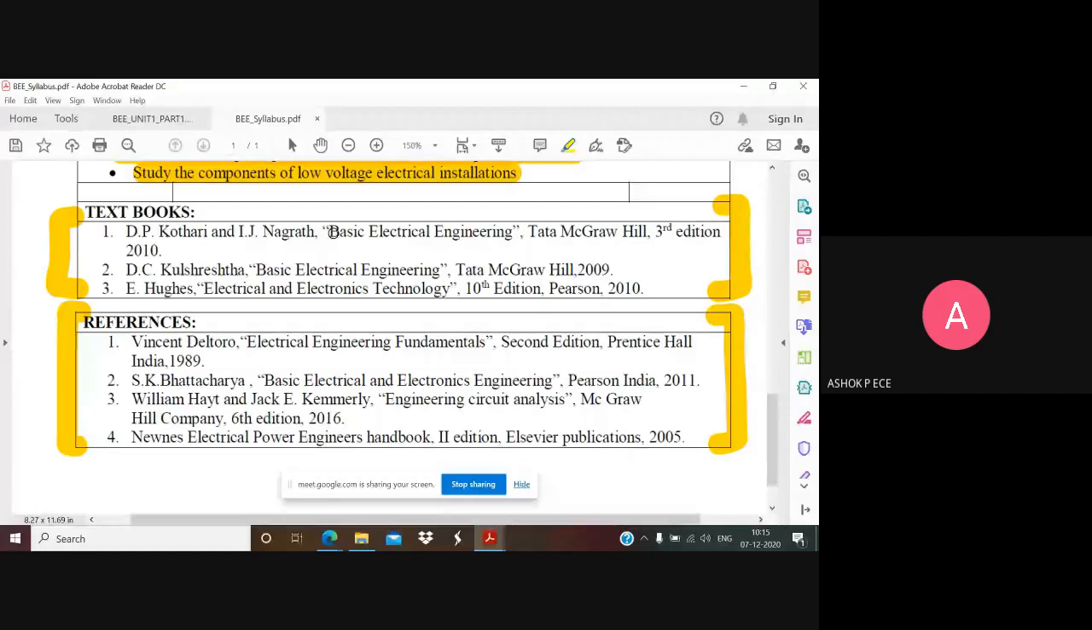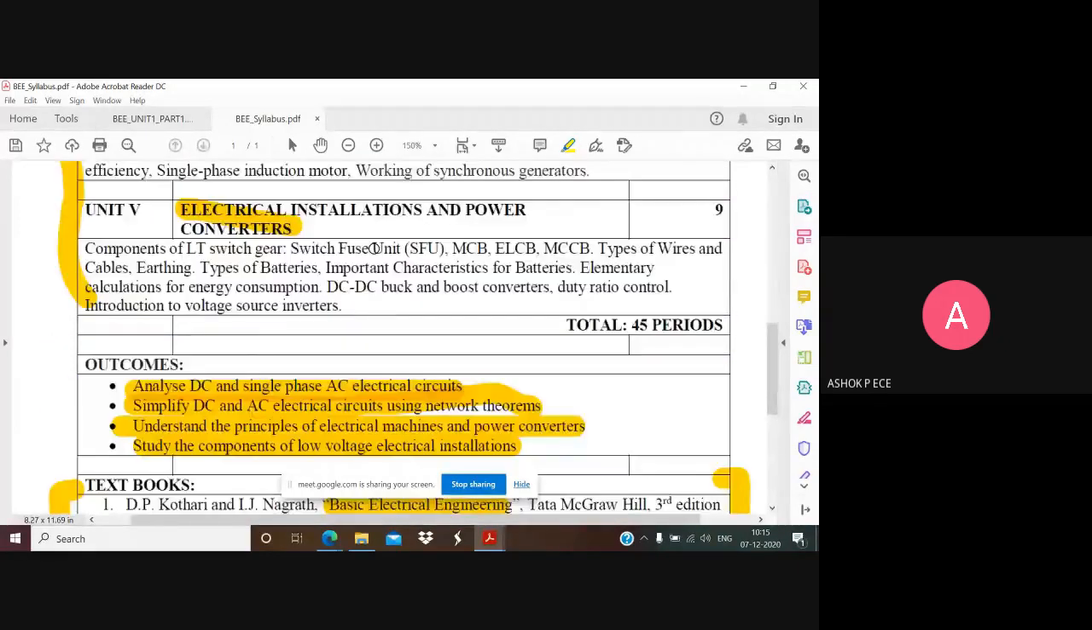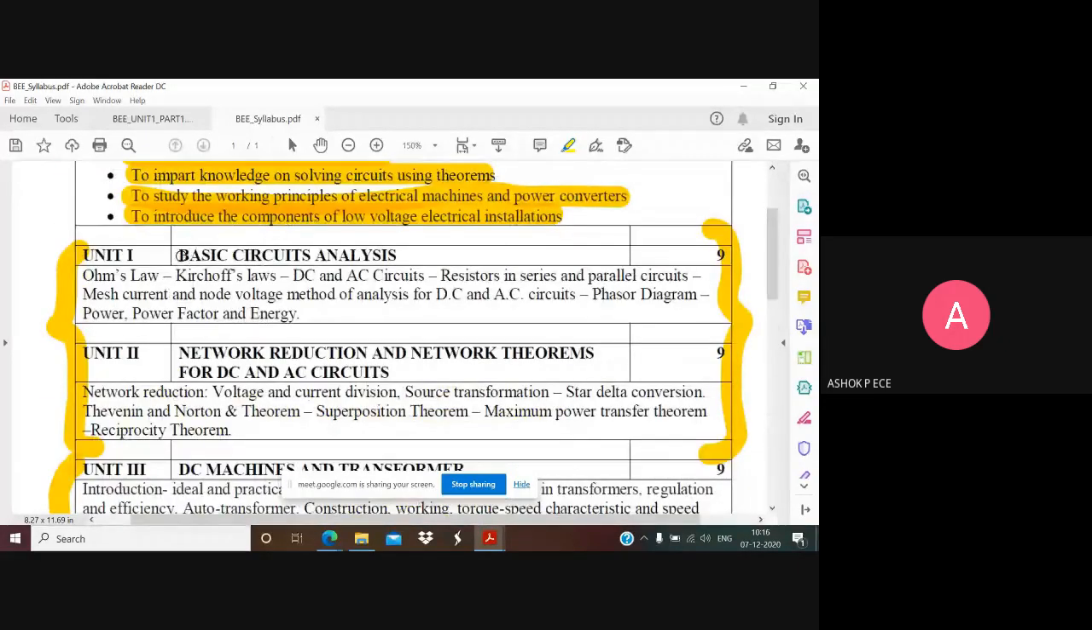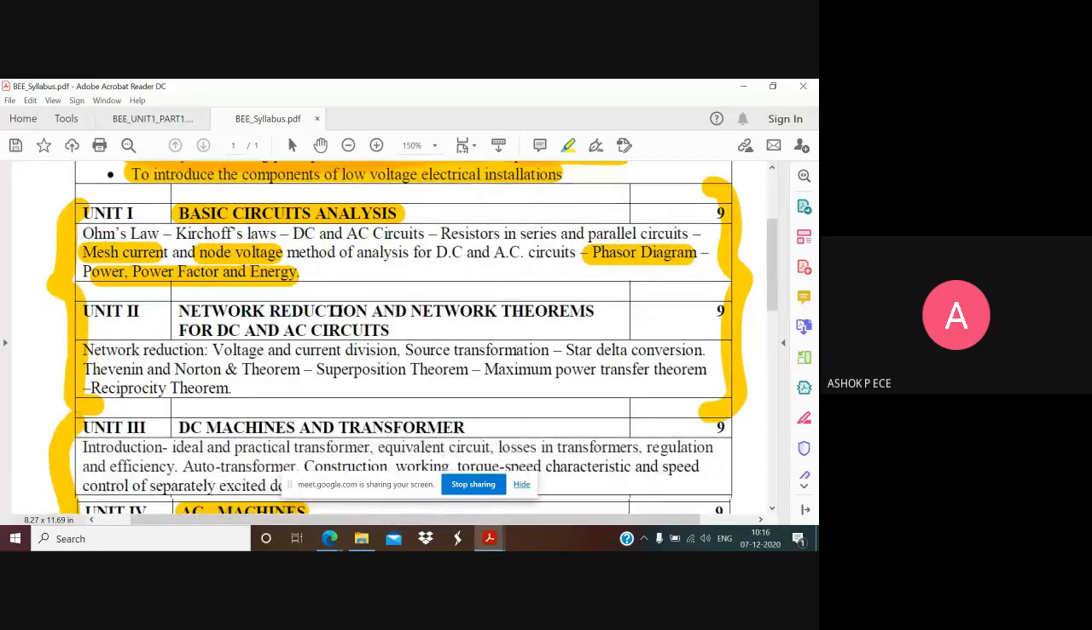Hereafter I'll be calling the subject BEE, Basic Electrical Engineering. So the short form is BEE, and we'll refer to BEE later. We are going to start with unit 1, which is basic circuit analysis. We will start with Ohm's law, Kirchhoff's law, resistors in series and parallel, mesh analysis, node analysis, phasor diagram, power, power factor, and energy. Unit 1 is completely mathematical and very interesting. If you understand it, you will enjoy doing the problems. The problems are going to make you think a lot.